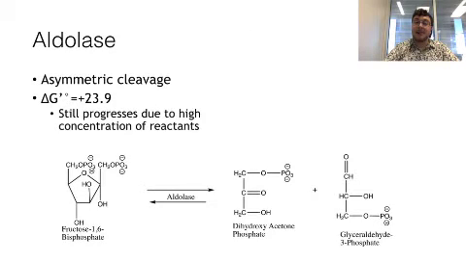The fourth step is catalyzed by aldolase, which is now nearing the end of the preparatory phase. Aldolase splits fructose 1,6-bisphosphate asymmetrically into 2 3-carbon molecules. Each one is phosphorylated. The reverse reaction is an aldol condensation reaction. This reaction is not the most favorable, but the high concentration of the reactant and the low concentration of the products pushes it forward.